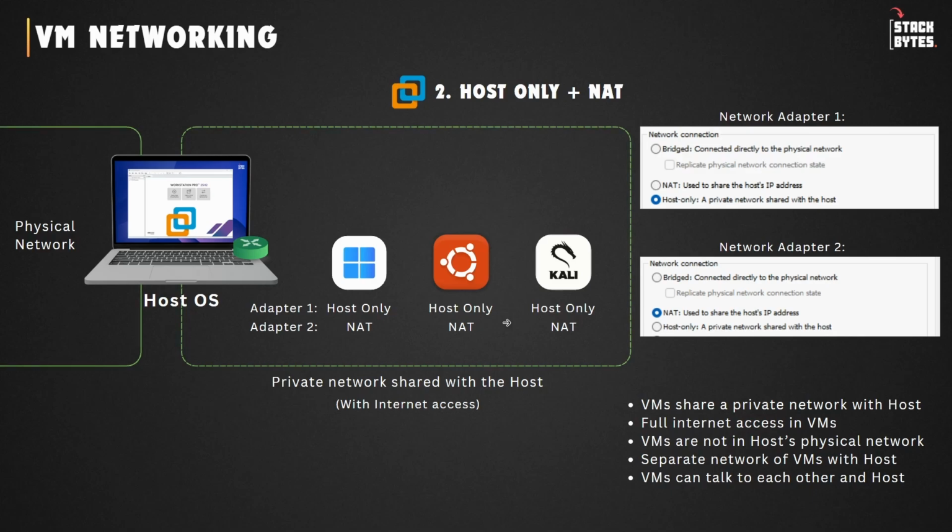But still note that all these are in a private network. They are not in the host's physical network. All the virtual machines will get internet access also. All the virtual machines are connected in a private network also, but they are not in the physical network. All right. Now, let me show you practically how you can do this in VMware settings.